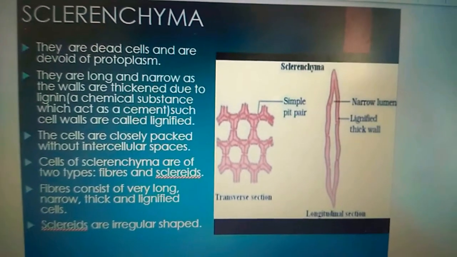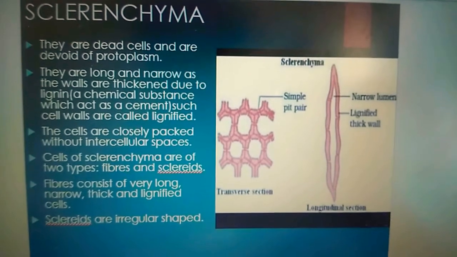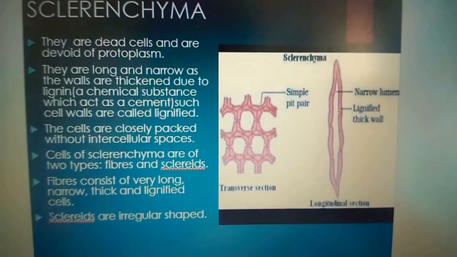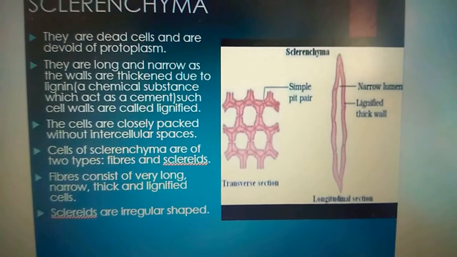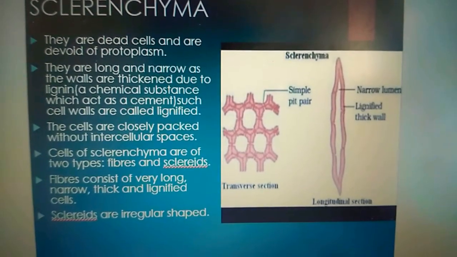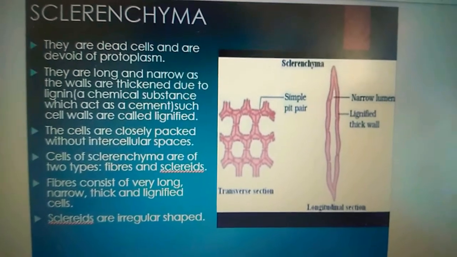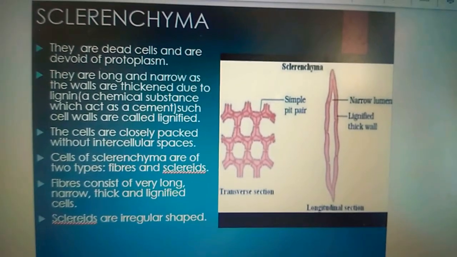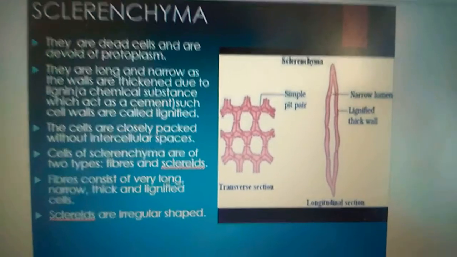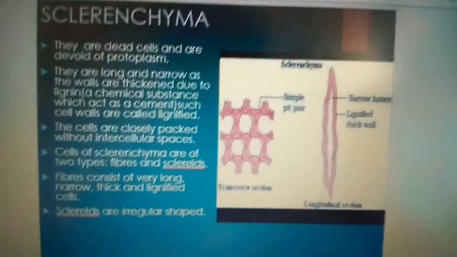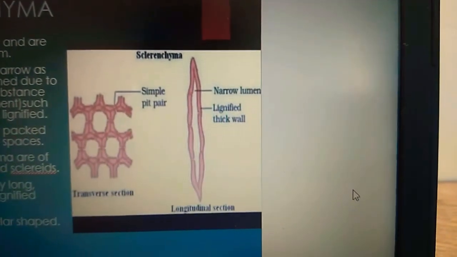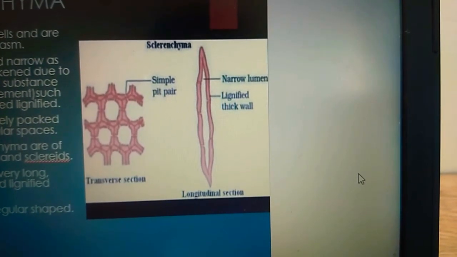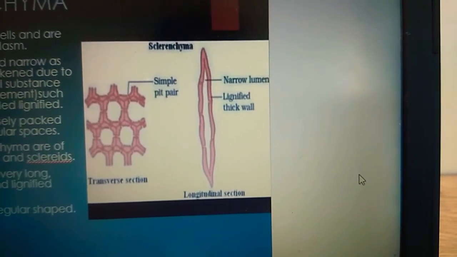Now here we have sclerenchyma. They are dead cells and are devoid of protoplasm. They are long and narrow as the walls are thickened due to lignin. Such cell walls are called lignified. The cells are closely packed without intercellular spaces. Cells of sclerenchyma are of two types, fibers and sclereids. Fibers consist of very long, narrow, thick and lignified cells. Sclereids are irregular shaped. You can see the picture here of sclerenchyma, simple pit pair, and in the longitudinal section you can see the narrow lumen and lignified cell wall.